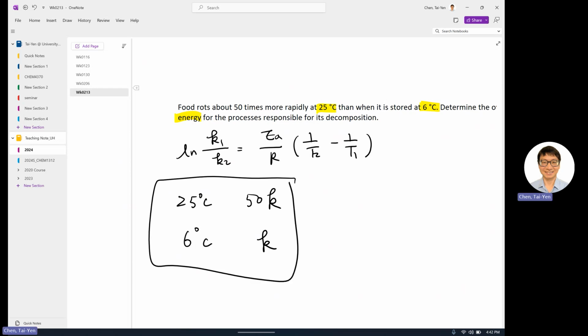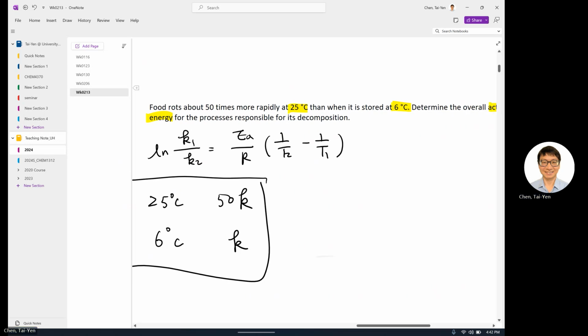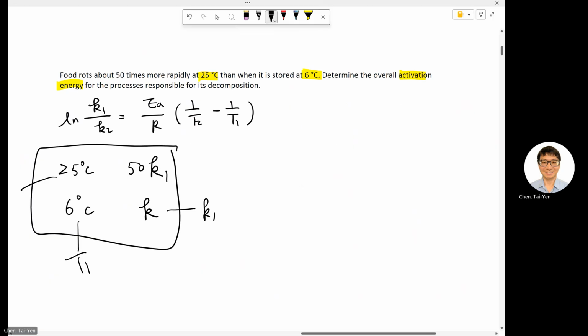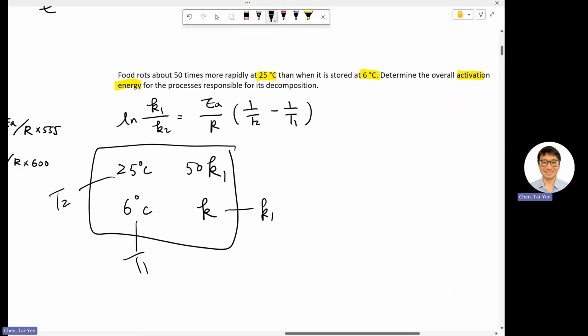So you have T1, K1, T2, K2, and all you do is plug these in. Let's say this is our K1, then this will be 50 times K1. This is my T1, and this will be your T2. With that being said, you can put in the natural log: K1 will be just K1, and K2 will be 50 times K1. That's what you have on the left-hand side.